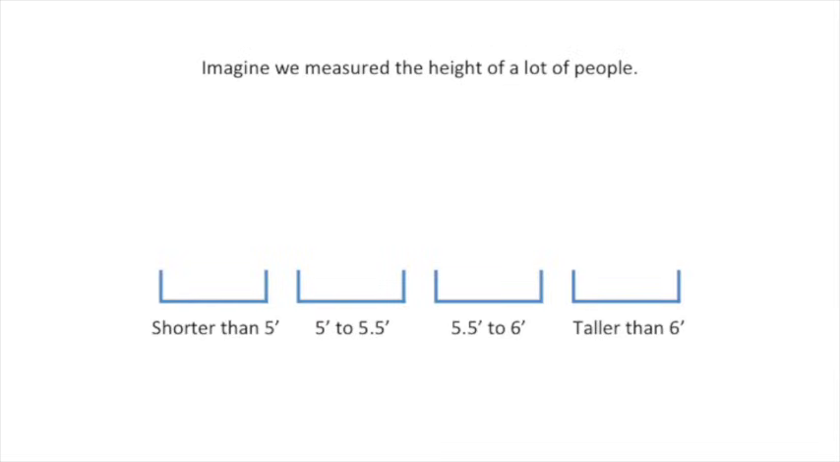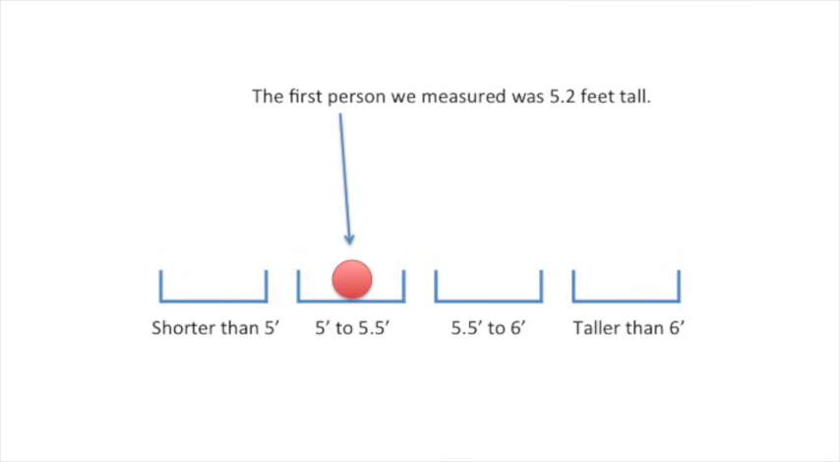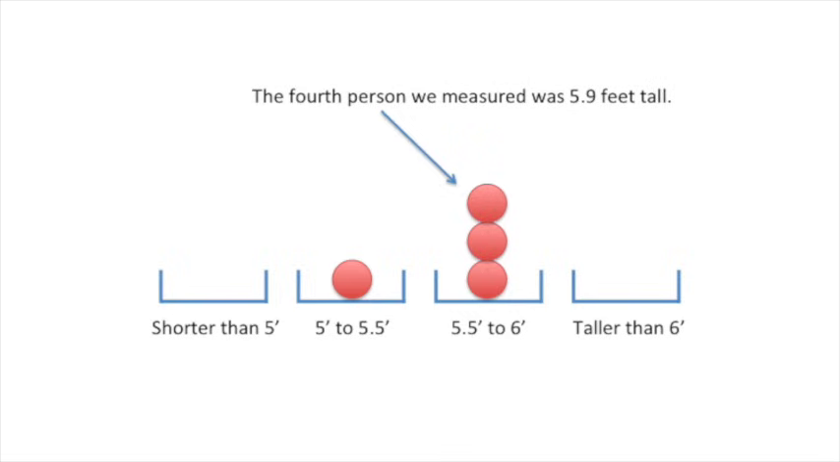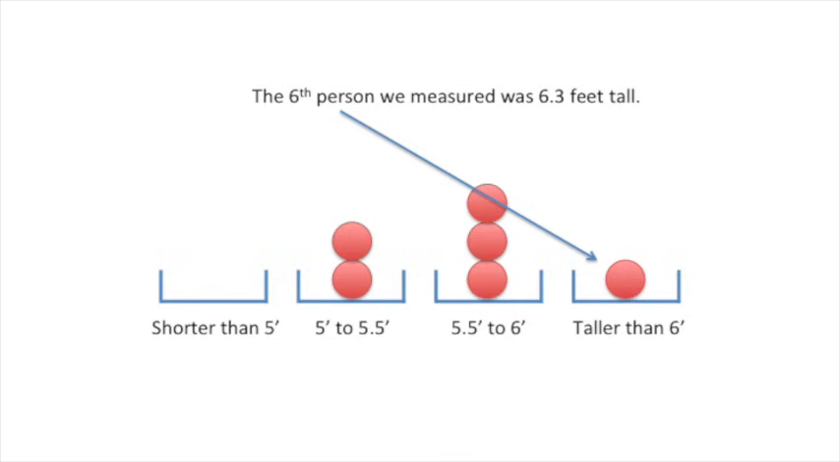Imagine we measured the height of a lot of people. The first person we measured was 5.2 feet tall. So we put that measurement in a bin that spans from 5 feet to 5.5 feet. The second person we measured was 5.8 feet tall. The third person we measured was 5.6 feet tall. The fourth person we measured was 5.9 feet tall. The fifth person we measured was only 5.1 feet tall. And the sixth person we measured was 6.3 feet tall.